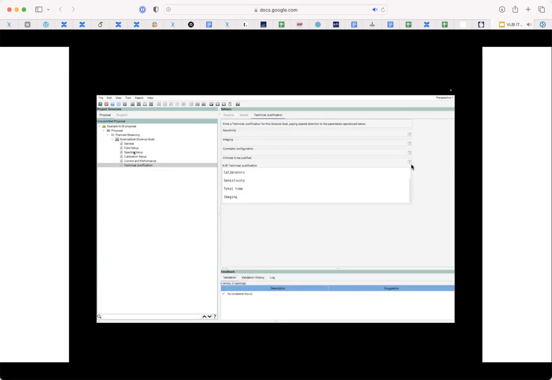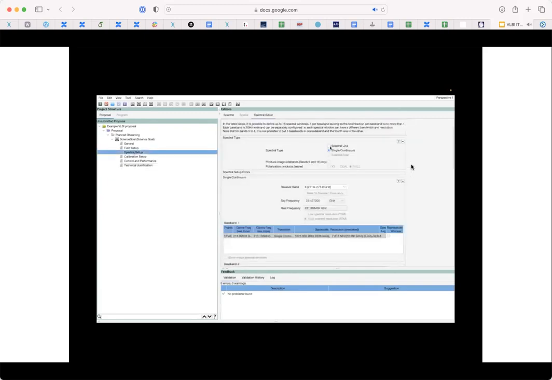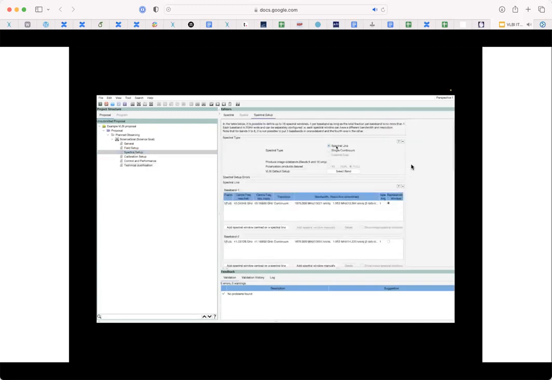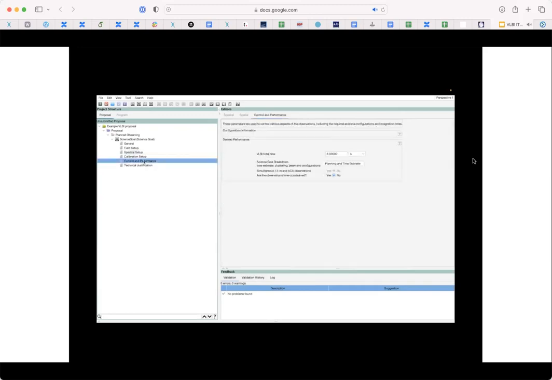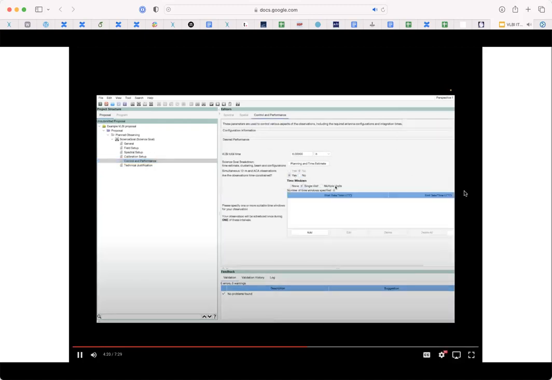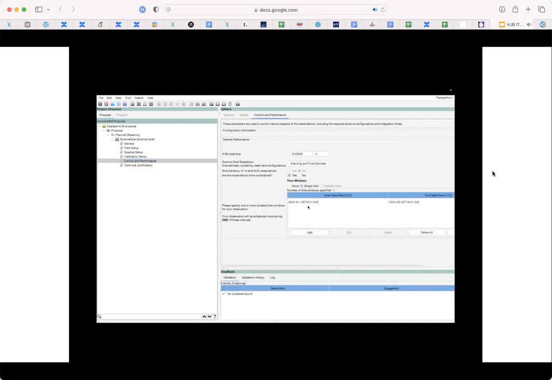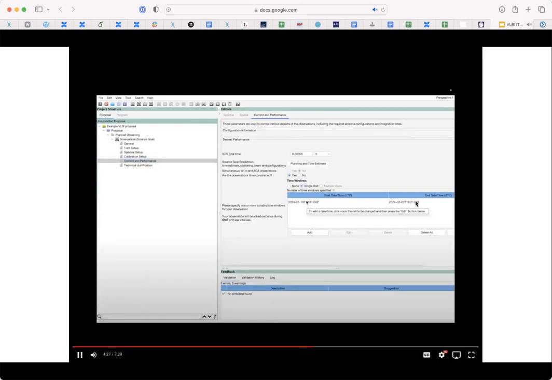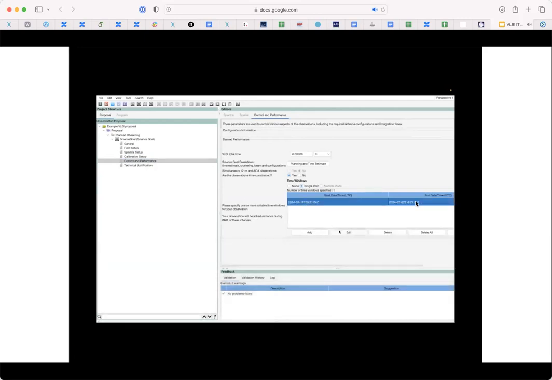If you instead choose spectral line observations, so you click here and say spectral line, then you also in the control and performance section, you have to say that your observations are time constrained, and you have to specify when these observations are taking place. Because the Doppler corrections have to be calculable for your observations. So you can come here, edit this observations. You can come here and say, for example, I want to observe in April 2025.